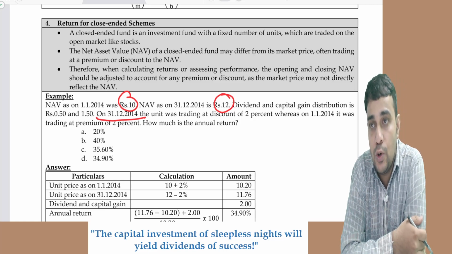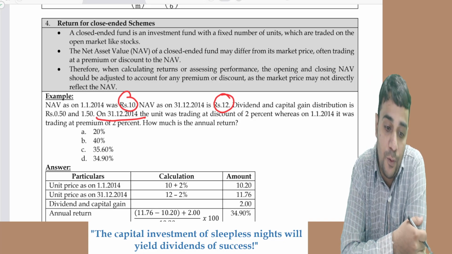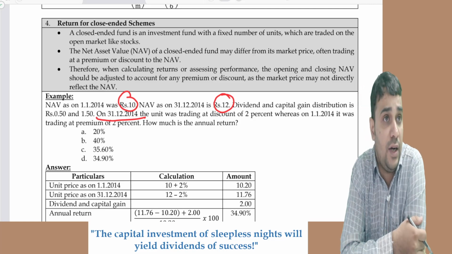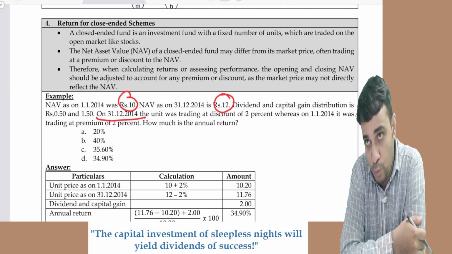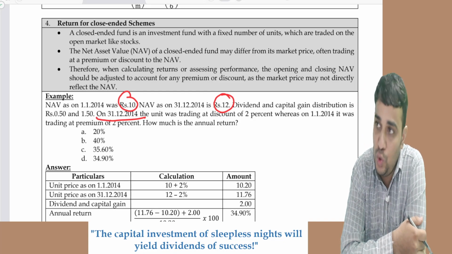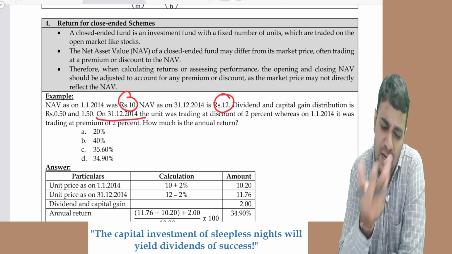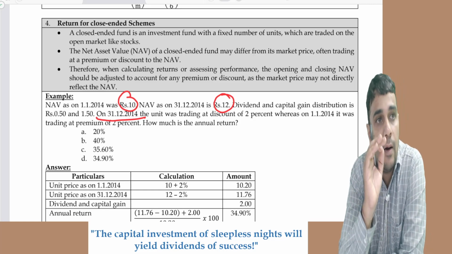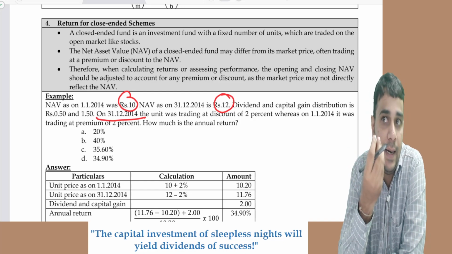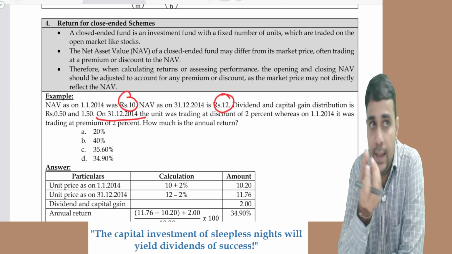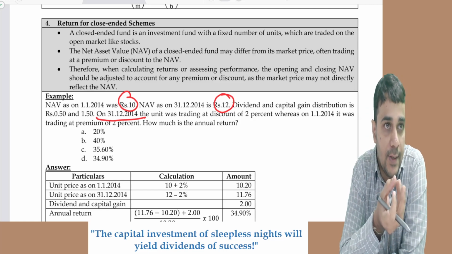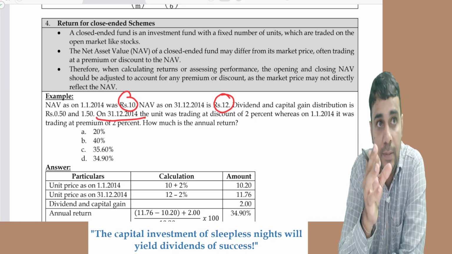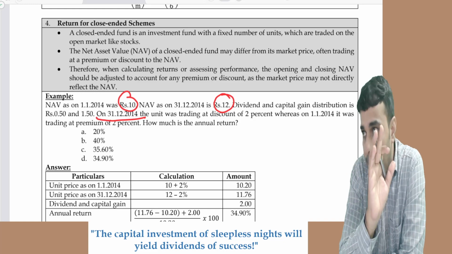On 1/1/2014, it was trading at a premium of 2%. So opening is not 10 rupees. It is 10 plus 2%, and closing is 12 minus 2%. Then apply the formula. The only challenge here is that because it's traded in the market, it can trade at a slight premium or a slight discount. Anything can happen. It's your bad luck if you enter at a premium and exit at a discount. All that can happen in a practical world.